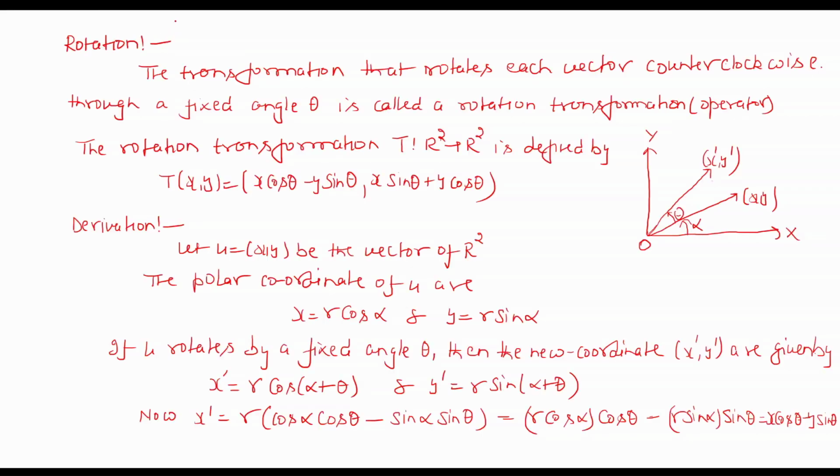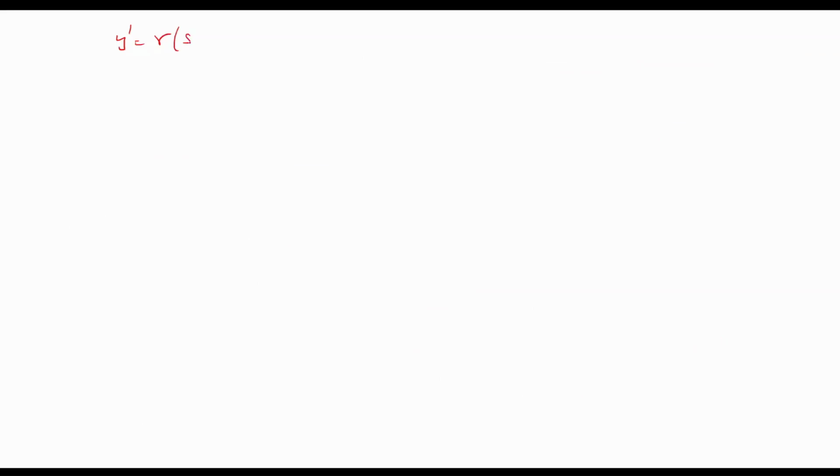So that is r sin(alpha plus theta), which is equal to r sin alpha cos theta plus r cos alpha sin theta. So r sin alpha is equal to y, into cos theta, plus r cos alpha is equal to x, into sin theta.